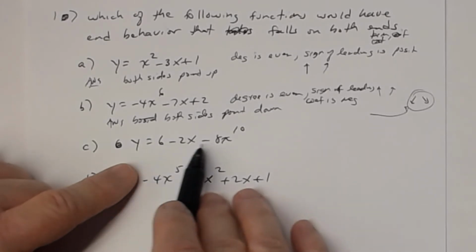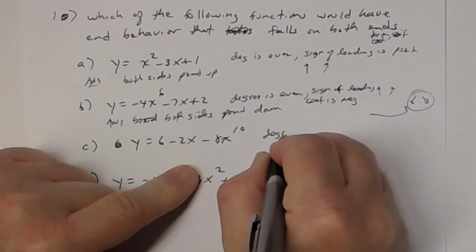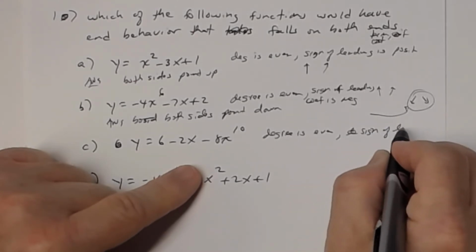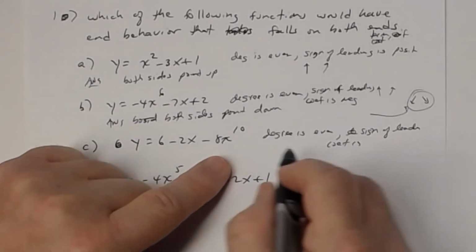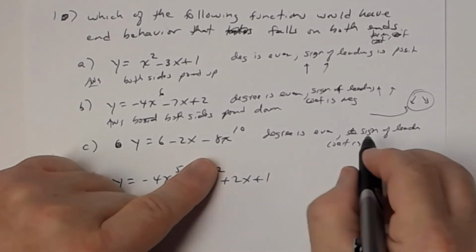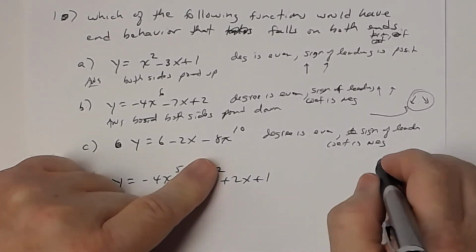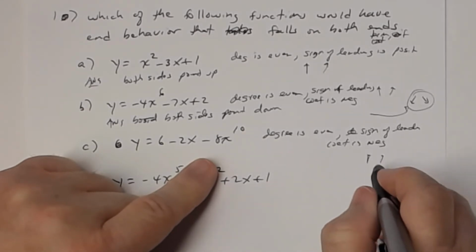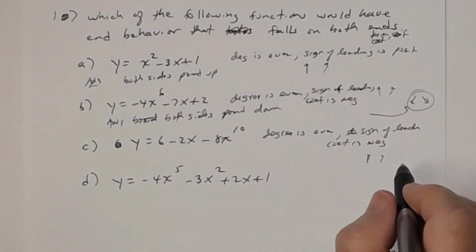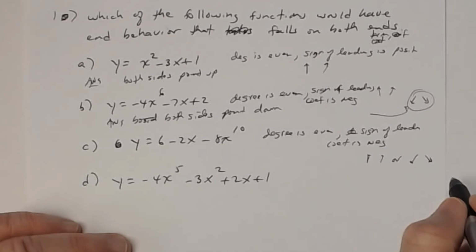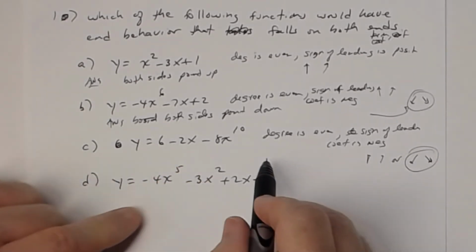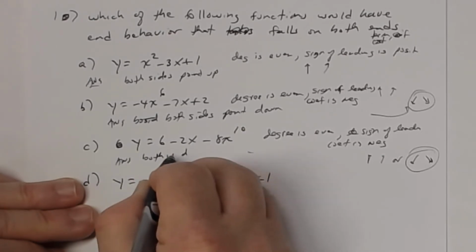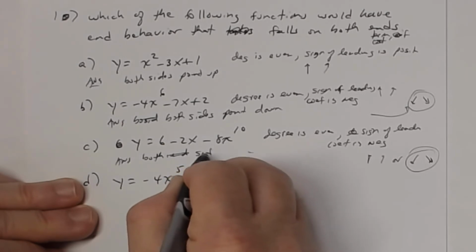All right, let's go to the next one. Here we have this polynomial function. First of all, we find the degree. The degree is even, it's 10. The leading coefficient is -8, so the sign is negative. Since the degree is even, the end behavior will point in the same direction, so either it's going to point up or it's going to point down. Since the leading coefficient is negative, it's going to point down. So this one's going to be this one. Answer: both sides point down.